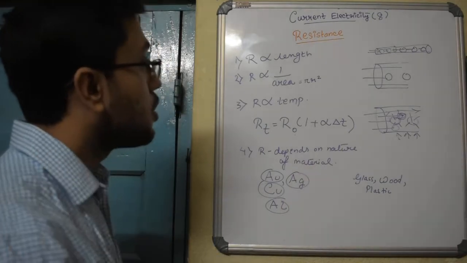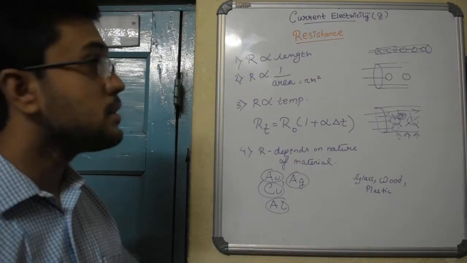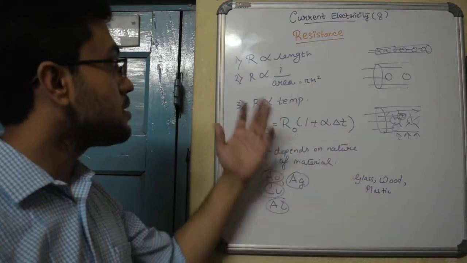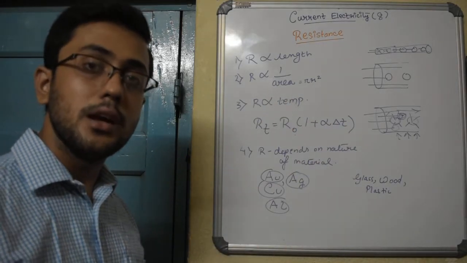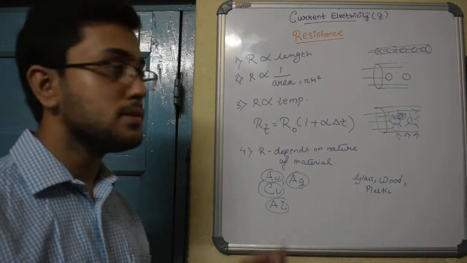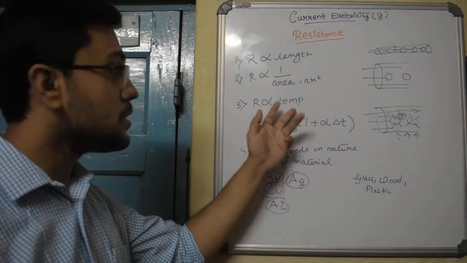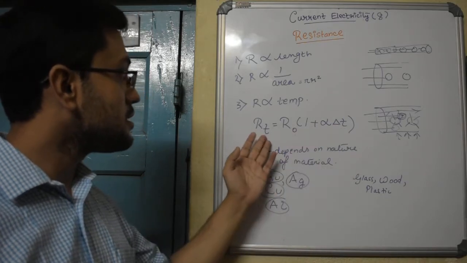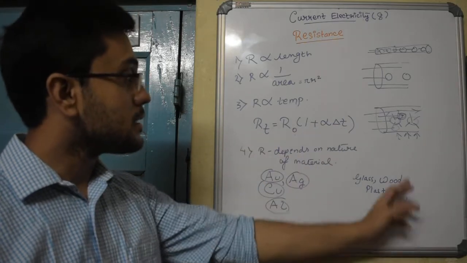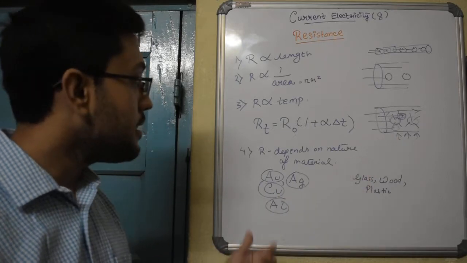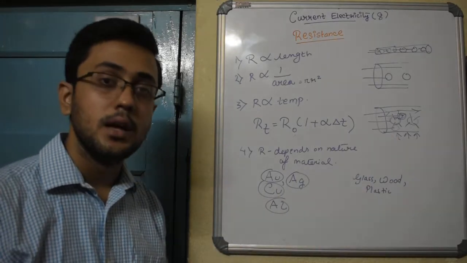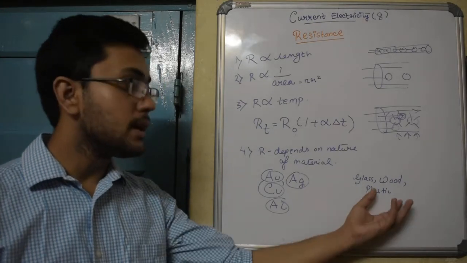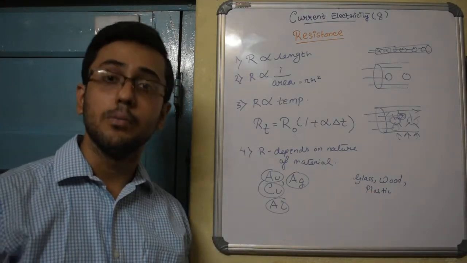So in short, what are the factors on which resistance depends? It depends on length. The greater the length, the greater the resistance. It depends on area of cross section. The greater the area, the lesser the resistance, because of the inverse relation. It depends on temperature. For a conductor, as temperature increases, resistance increases as per this relation, and this is the reason behind it. Finally, it depends upon the nature of the material. If it is a good conductor, the resistance offered will be less, and if it is a good insulator, the resistance offered will be more.